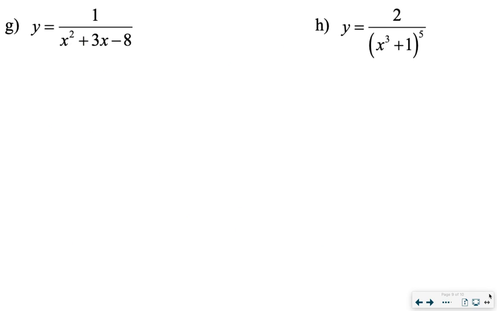Okay, a few more. Again, maybe take a moment, pause, see if you can get through the rest on your own, and then check your answers afterwards. Okay, so we've got 1 over x squared plus 3x minus 8. So because this is a constant, we're going to change it to the power rule rather than doing my quotient rule. It's just a little bit easier.